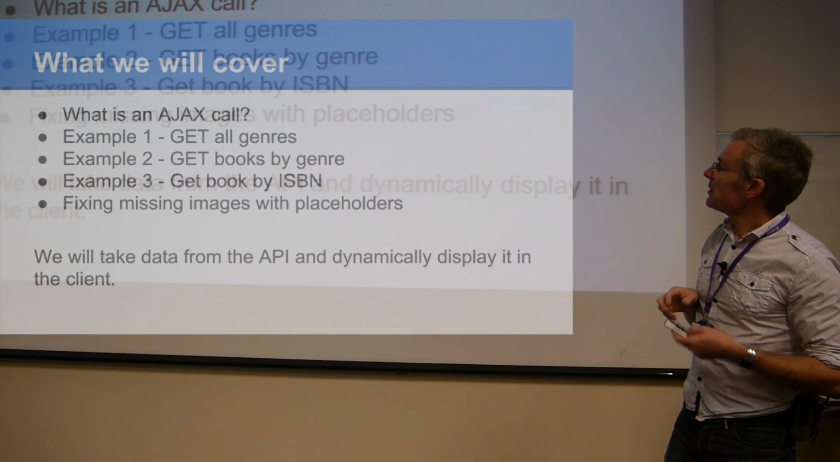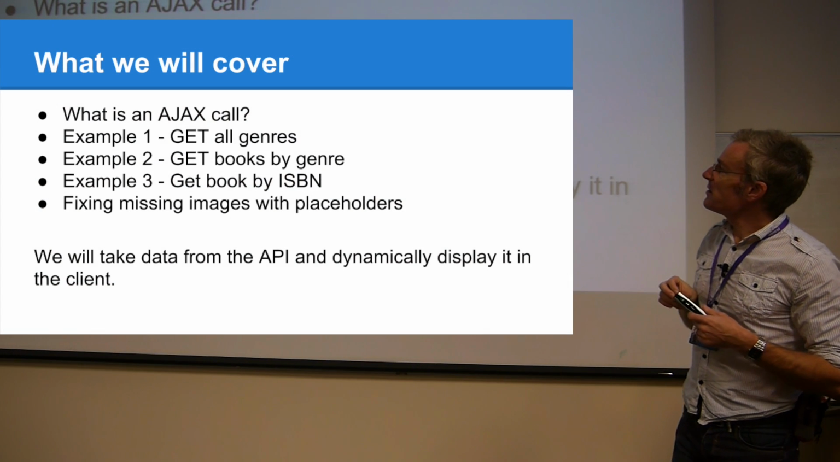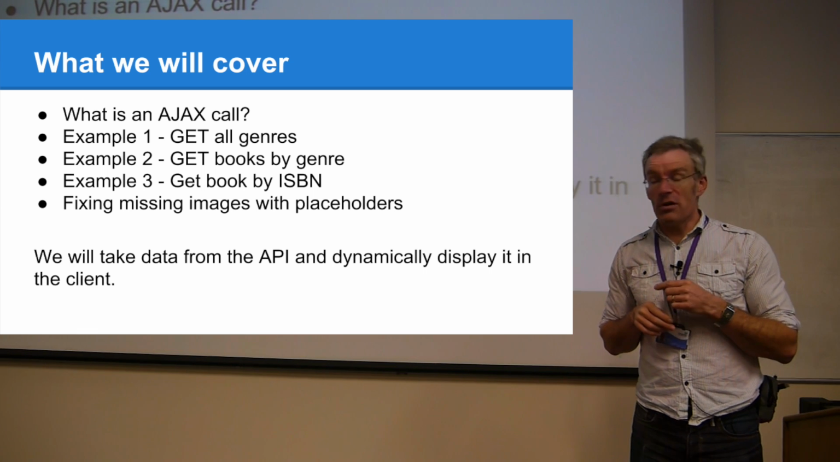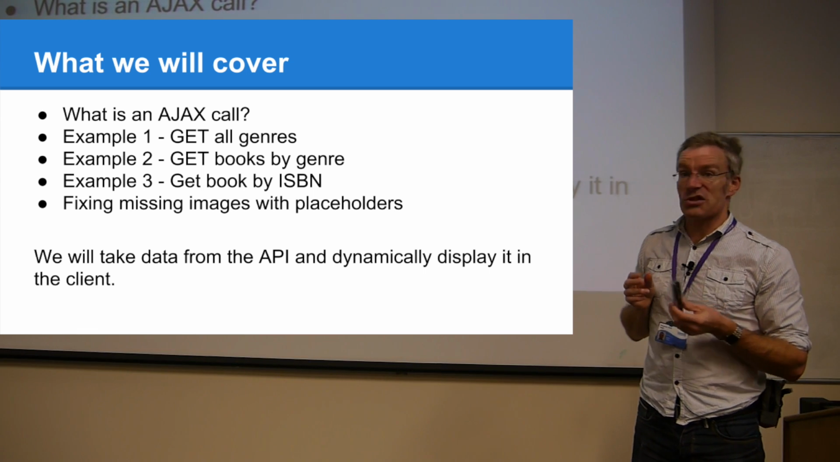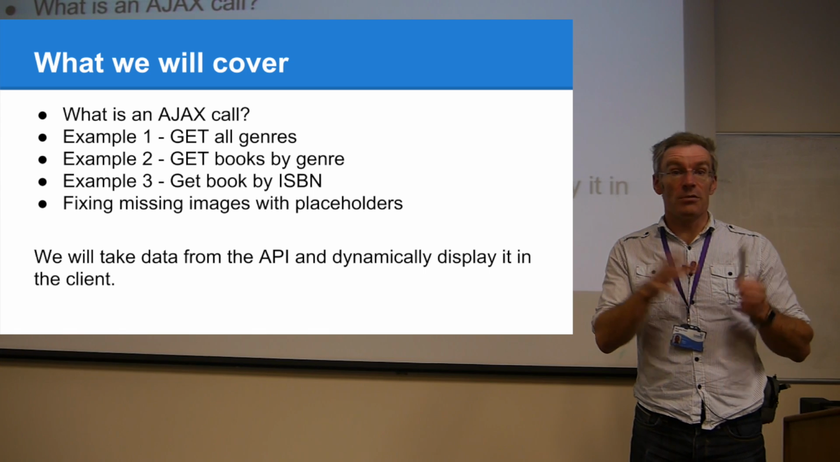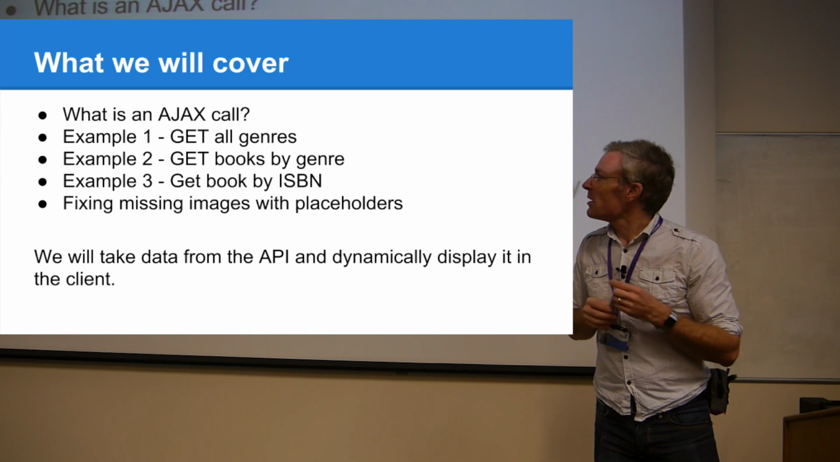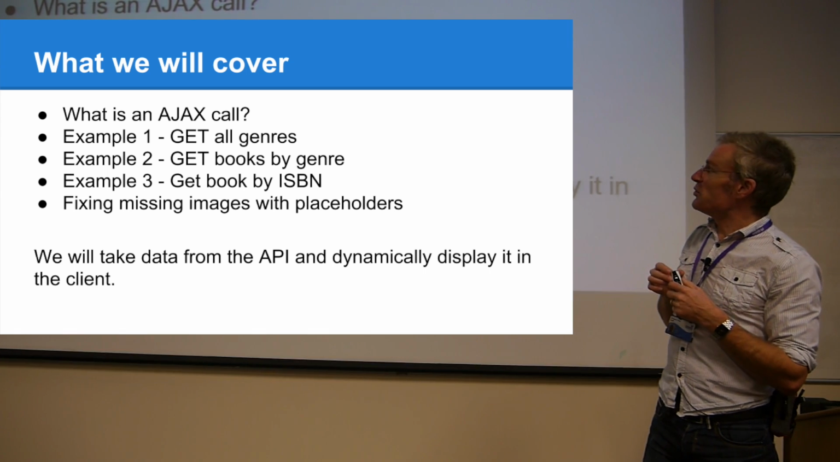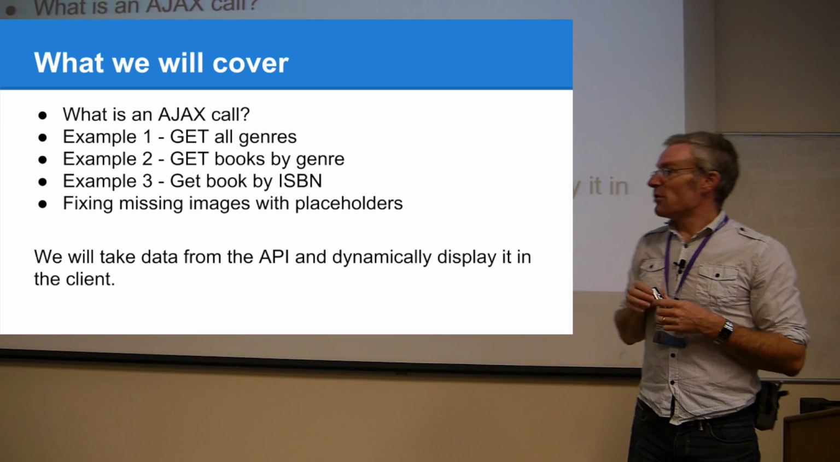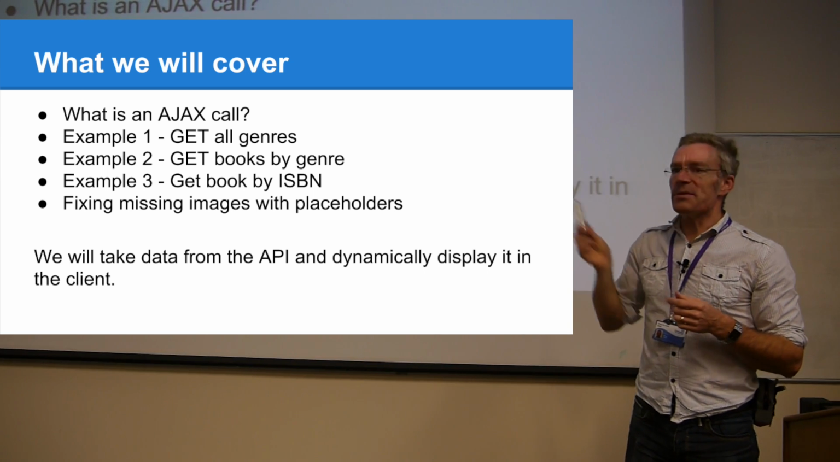Okay, so what we're going to cover today is Ajax and how Ajax works. Now if you were in 205 this last year, the last session we ever did in 205 was Ajax, so we kind of covered the basics of it. We're going to look at how we get genres, books by genre or books by ISBN, and we're also going to look at what happens if there's data missing.